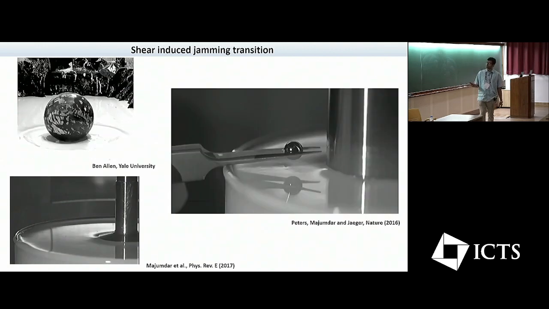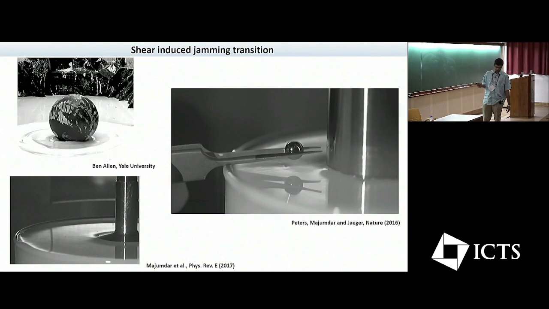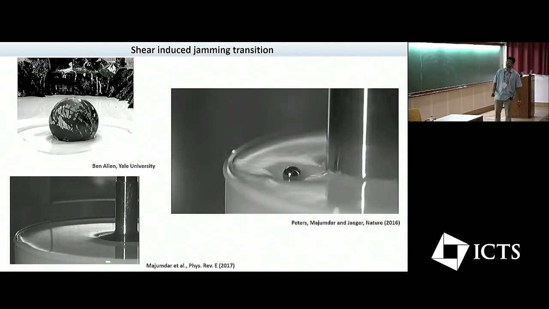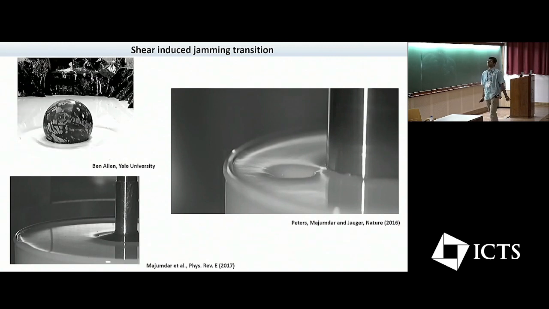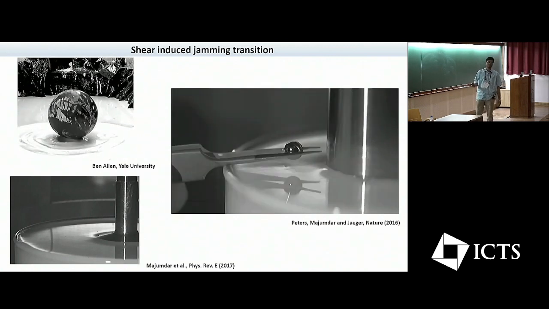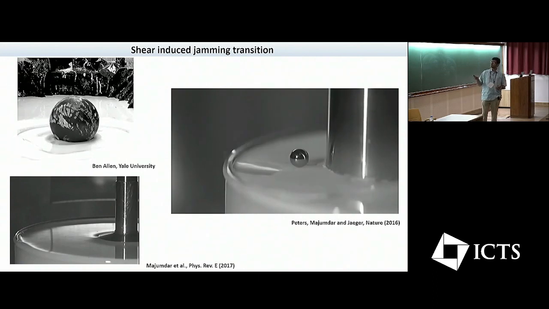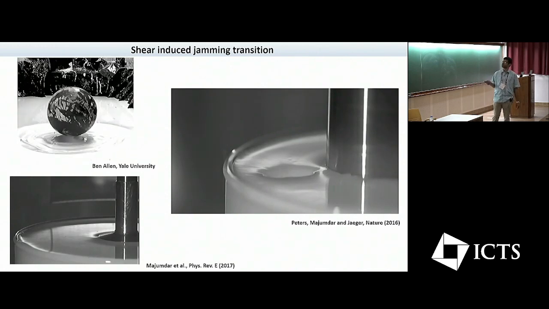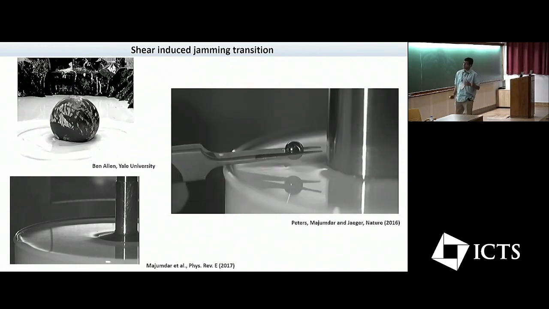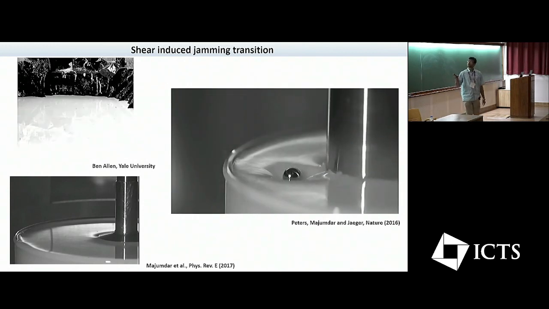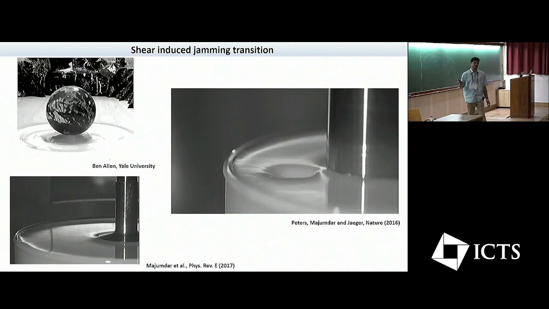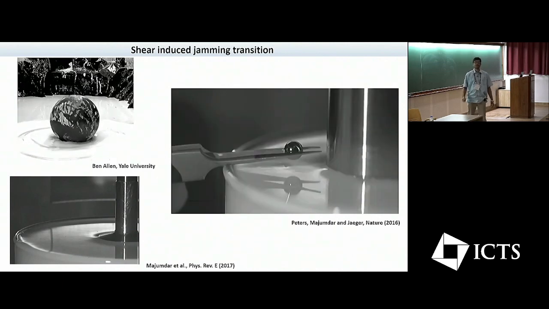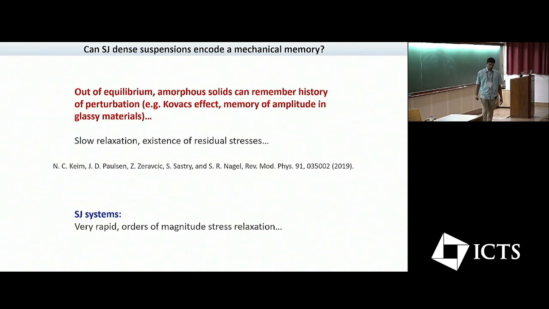A few years back, we showed that all these properties come from a shear induced jamming transition. This is a pure shear geometry. You have a cylinder that can spin, and a beaker. You keep the suspension inside the beaker, and if you rotate the cylinder fast, you can make it a solid transiently. As soon as you stop shearing, it will sink. Because of this property, it has many important implications, but I'll not go into that.